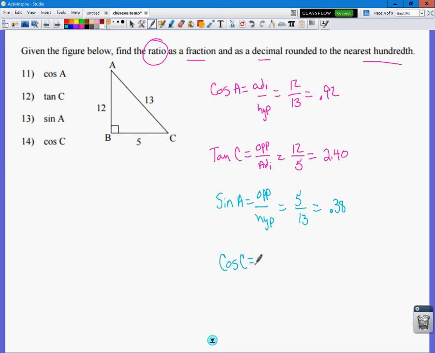Cosine of C. Cosine means adjacent over hypotenuse. And remember that adjacent to C is 5. And the hypotenuse is 13. And I can see that this came up the same, so this will also be 0.38.